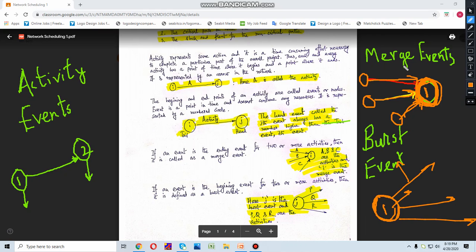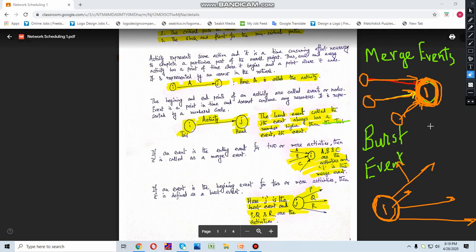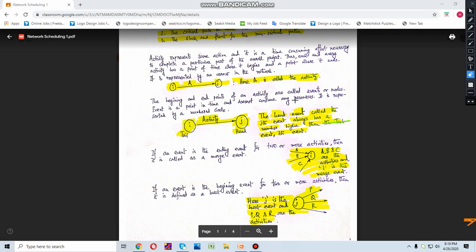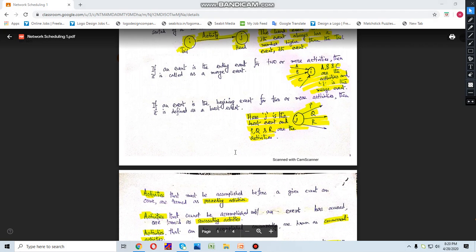So if two or more events are getting summed up to a certain event, then it is called a merge event. But if numerous events are being generated from a single event, then that specific event is called a burst event. Okay, I hope I have made you clear, because you have to understand this very minutely. So burst event and merge event.